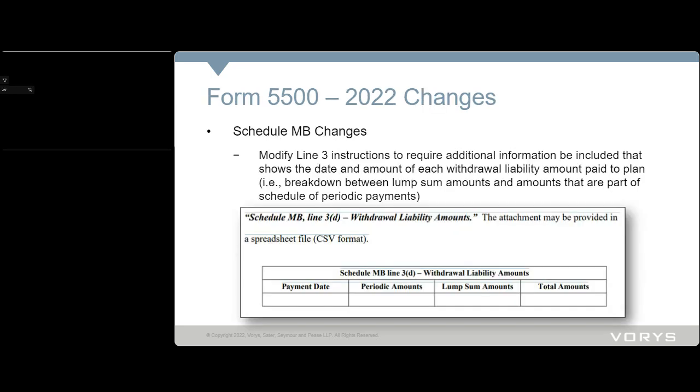So some of the changes were with respect to the Schedule MB. Again, this is the multi-employer defined benefit plans and certain money purchase plans. If any employer contributions included amounts for withdrawal liability, an attachment must be provided listing the total withdrawal liability amounts and the dates when they were contributed. Agencies now also require a breakdown that relates to the type of payment. So, for example, whether the payment is part of a series of periodic payments or is a lump sum payment.